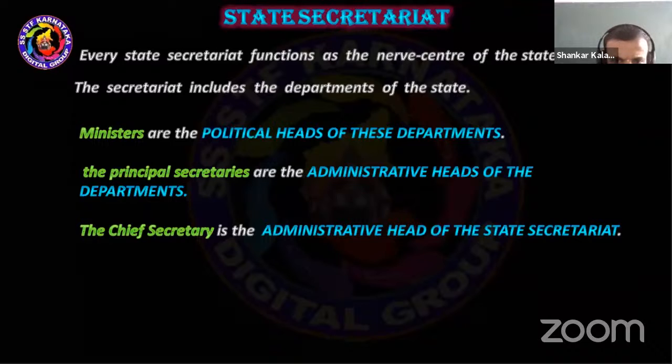The principal secretary is the administrative head of the departments. The principal secretary will be the administrative head of that particular department, and the chief secretary is the administrative head of the state secretariat. Remember: the head of the state secretariat is the chief secretary, and the administrative head of the department is the principal secretary. Political head: minister. Administrative head of the department: principal secretary. And the administrative head of the state secretariat is the chief secretary. The chief secretary is the head of the state secretariat.